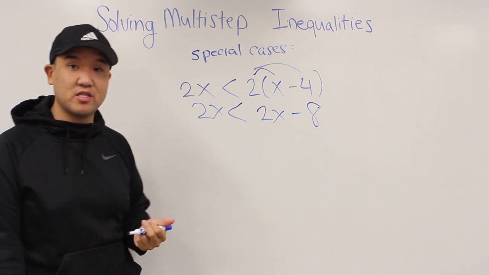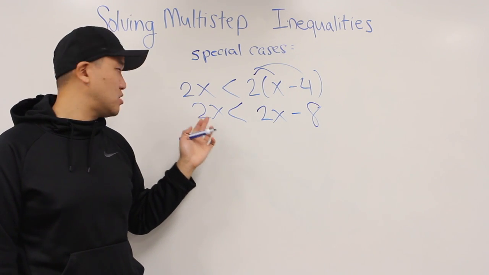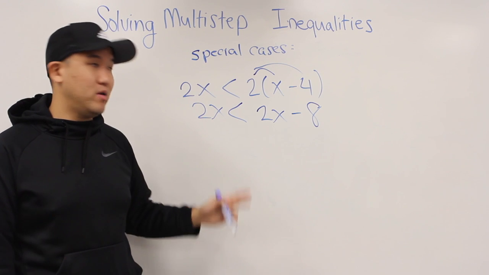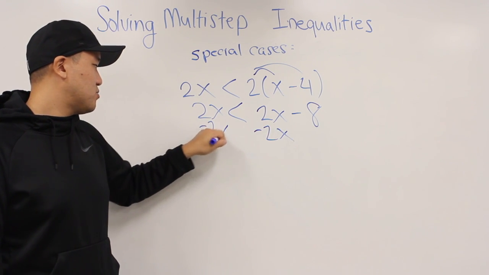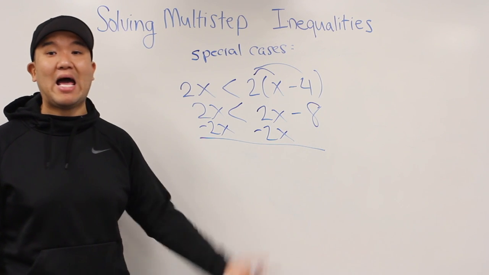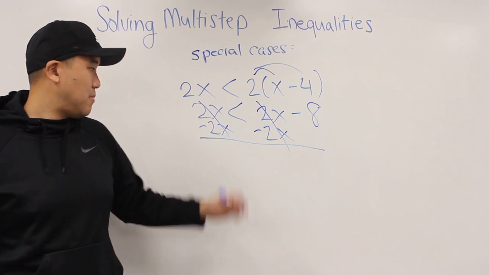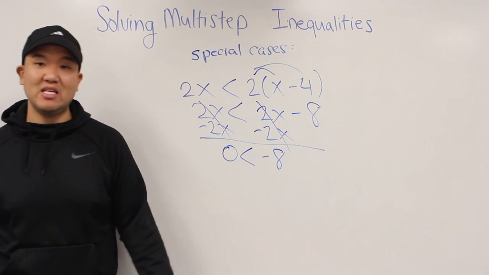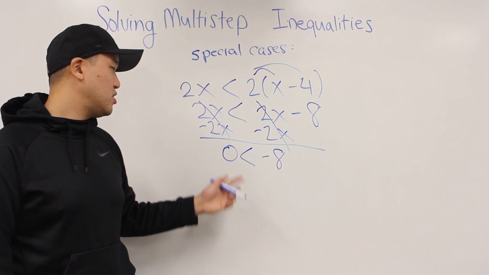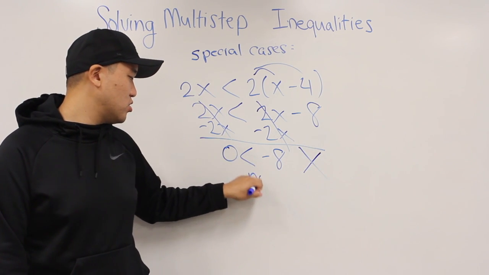So you have 2x there still. I want to move this 2x here to isolate the variable because this is already by itself. There's no point moving this over here. So we're going to subtract 2x here, subtract 2x there. What happens? What do we notice? They both cancel out, so you have 0 is less than -8. Is that true? Is 0 less than -8? No. So this is false, so it's no solution.